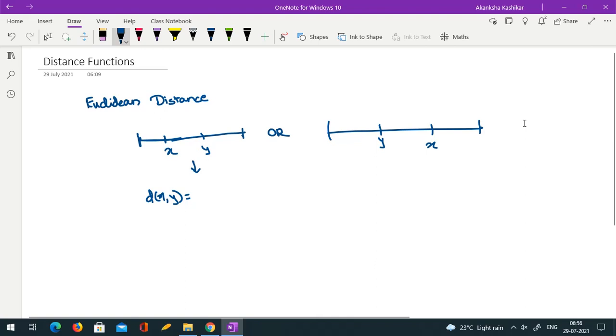So if x is less than y, then what would be the formula for Euclidean distance? y minus x. Okay, so in general, what would be the formula? Mod of y minus x. Correct. Mod of x minus y. And in a bivariate or multivariate setup, what would it be?